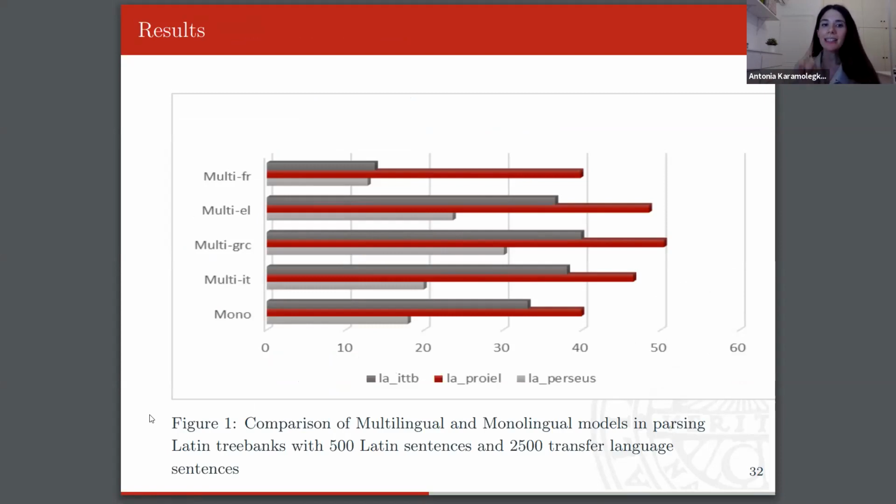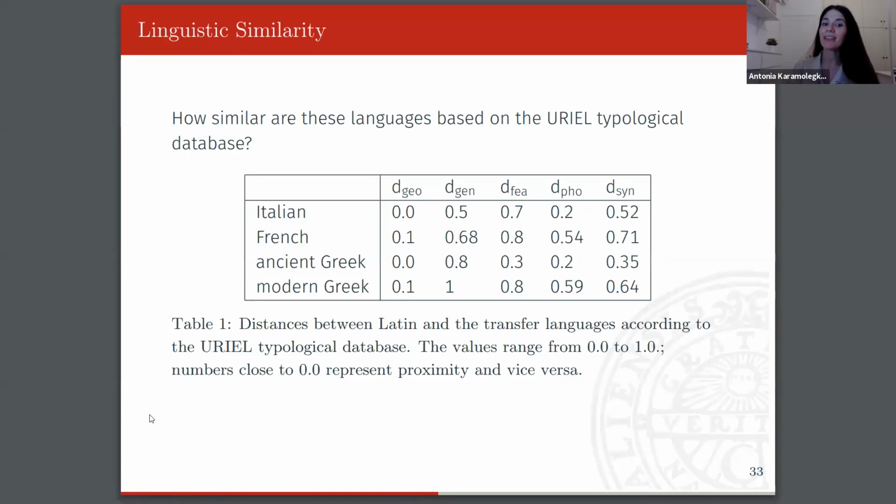And lastly, we examined the similarity using the linguistic distances that Lin et al. use, and we retrieved all the corresponding vectors from the URIEL typological database. It is available on GitHub. Anyone can have access to these vectors. And the values of the vectors range from 0 to 1. The numbers close to 0 represent proximity, while the numbers closer to 1 represent that the languages are distant.